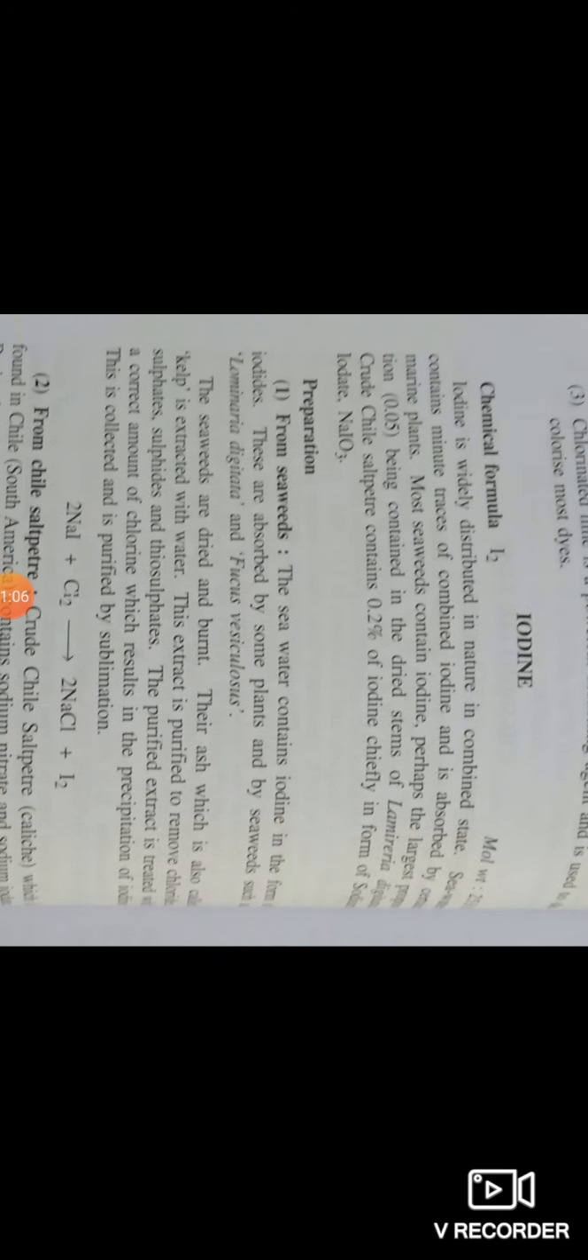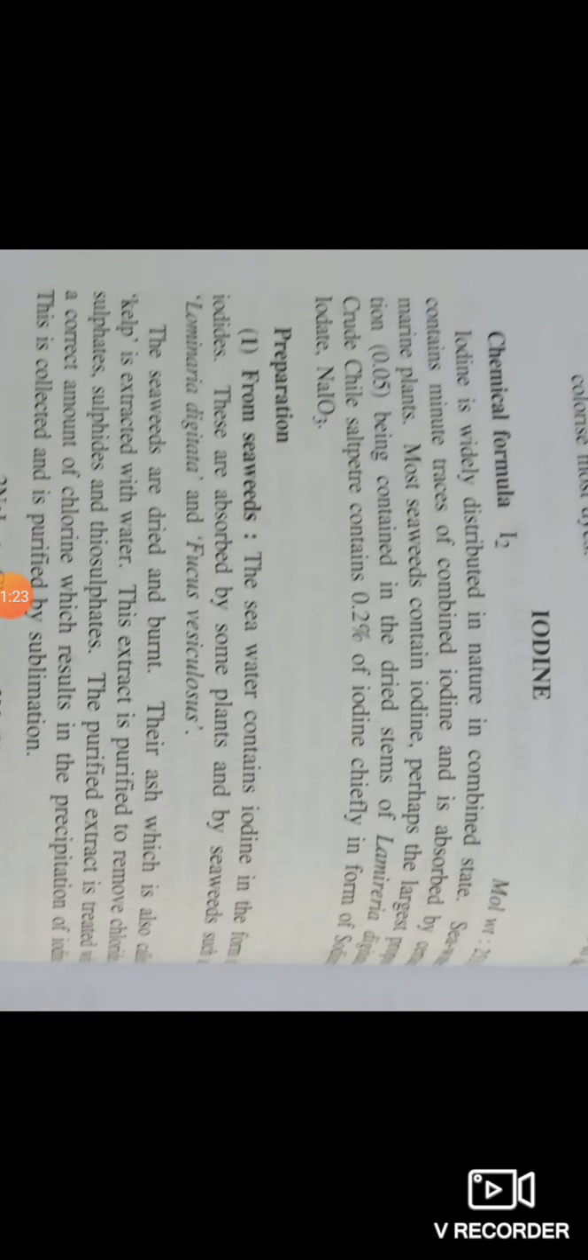Next is iodine. Iodine is mainly used for cut wounds. It is widely distributed in nature in combined states. Seawater also contains minute traces of combined iodine, also absorbed by marine plants. Most seafoods contain iodine, the largest proportion, like 0.005, in the dried stem of Laminaria digitata.